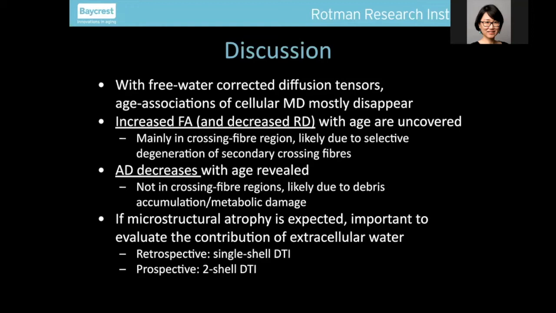Of course, if microstructural atrophy is expected, it is always important to evaluate the contribution of extracellular versus cellular water. So in DTI, this is, I think, always important. And if you've already acquired data, you can apply the single shell free water model to it, as we have. But if you have not yet, I think it would be more comforting if you were to acquire two shells. That way you don't have this ill-posed problem to solve, and you have two measures and two unknowns, and can model the tensor as a tissue tensor and an extracellular water compartment.